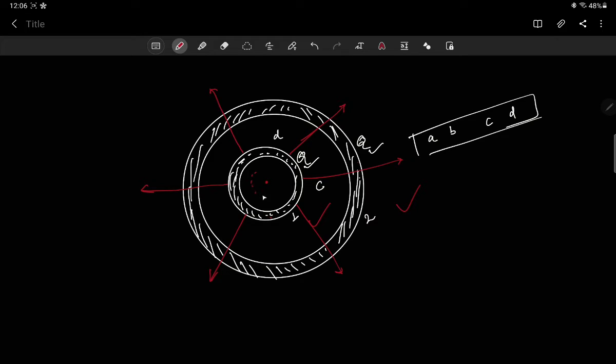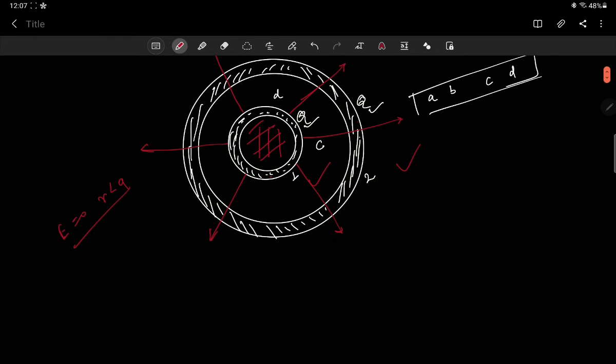If you draw a Gaussian surface here and calculate the flux coming out of this Gaussian surface, that will be equal to the charge enclosed by this Gaussian surface divided by epsilon naught. But the charge enclosed inside this Gaussian surface is 0. That's why you will calculate the electric field to be 0 inside this region. So E will be 0 for R less than A. This region is clear.